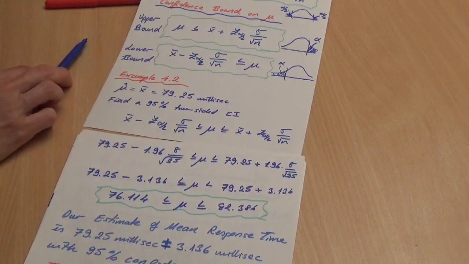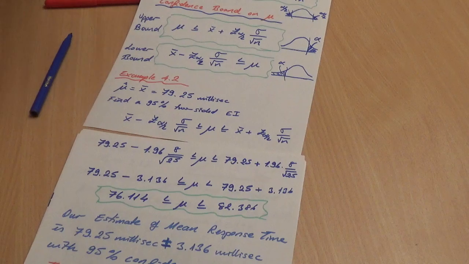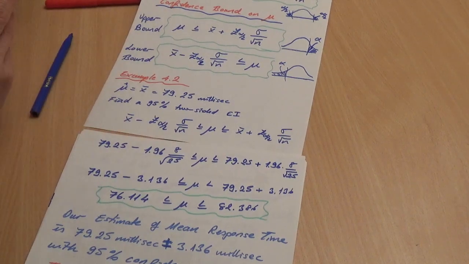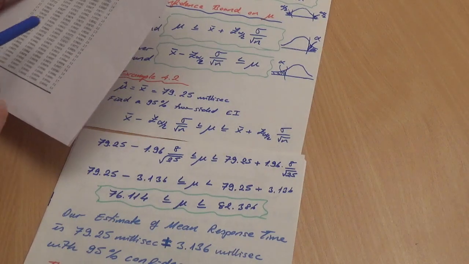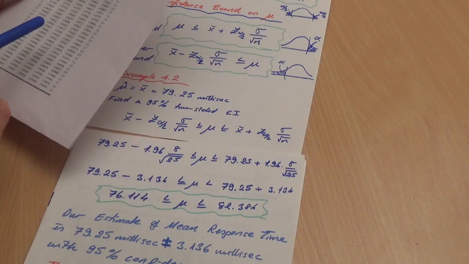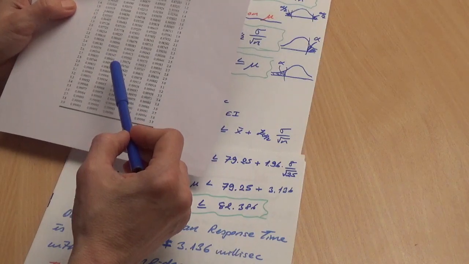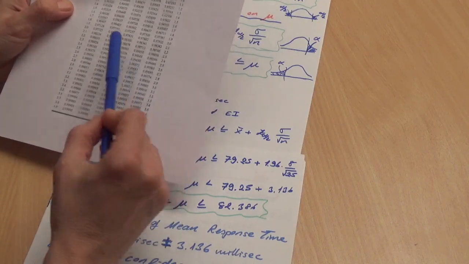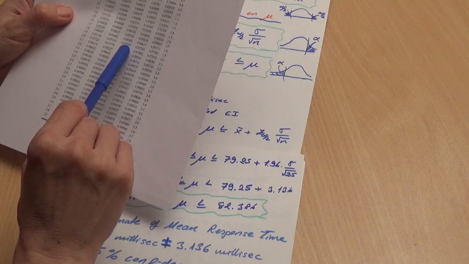Let's look at the table. Try to read the table. What was alpha? Alpha was 0.05. But since it is both sides, we need to divide 0.05 by 2, and that will be 0.025. So we will try to find 0.9725 here. 97.25, it's here.